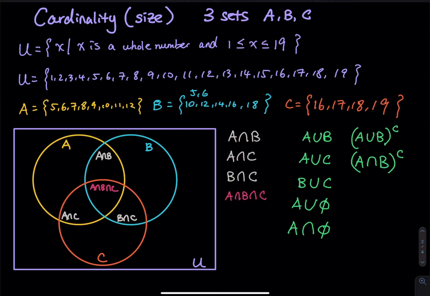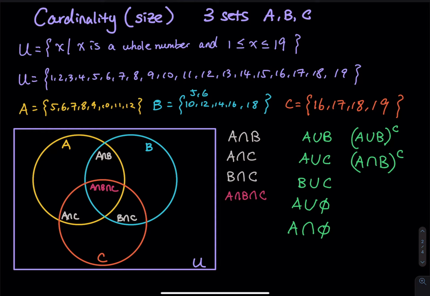Let's discuss the cardinality of these three sets. The universal set is x is a whole number and x is between 1 and 19, inclusive, including 1, including 19. So that's why there is an equal under the less than sign. So the universal set is from 1 to 19.